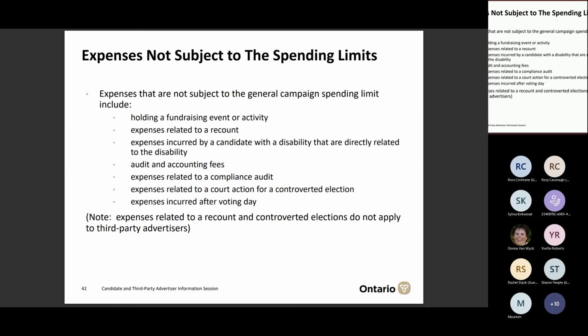Similarly, a brochure promoting awareness of a candidate that contains contact information to make campaign contributions doesn't qualify as a fundraising function. Expenses that were subject to the spending limit if incurred before voting day are not subject to the spending limit if incurred after voting day. Next slide, please.